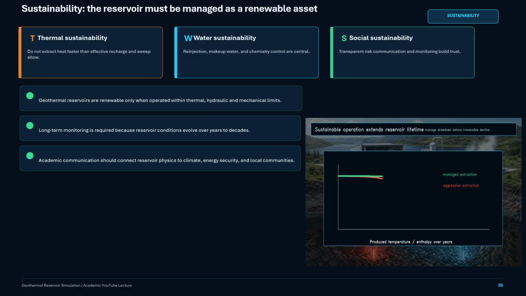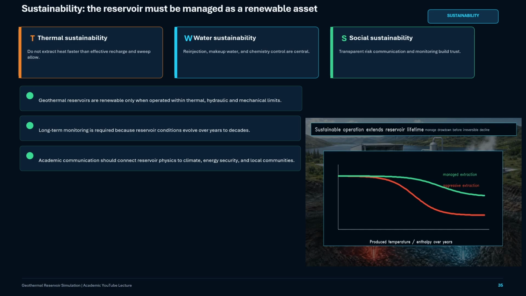Geothermal energy is renewable only if the reservoir is managed as a renewable asset. Thermal sustainability means we should not extract heat faster than effective recharge and sweep can support. Water sustainability means reinjection, makeup water, and chemistry must be managed carefully. Mechanical sustainability means pressure and stress changes should remain within safe limits. Social sustainability means the project must be transparent, safe, and beneficial to local communities.